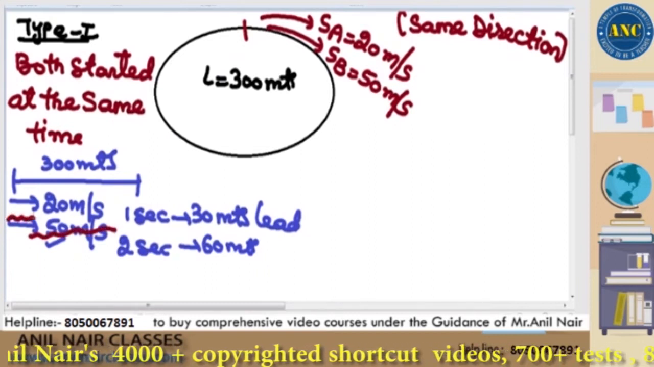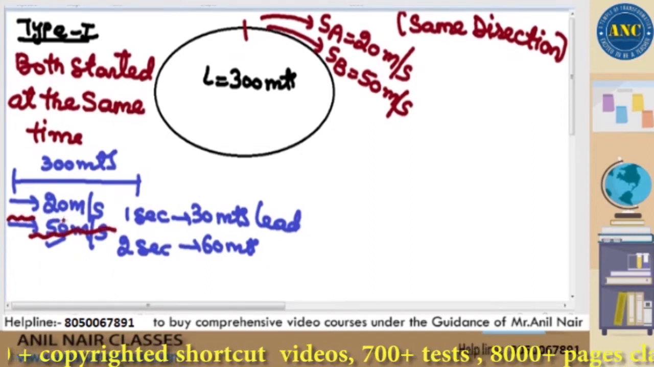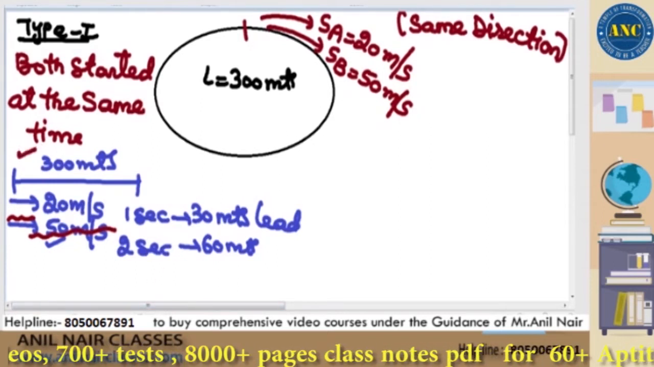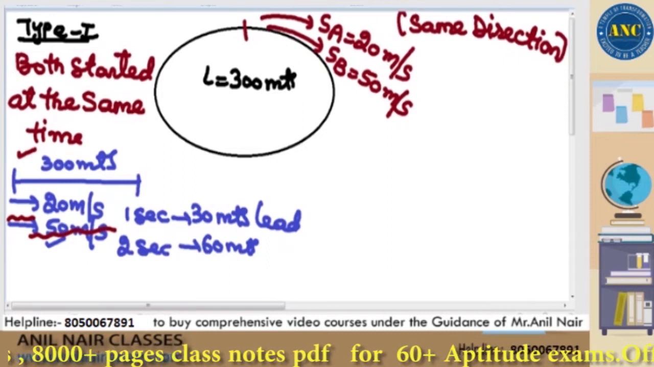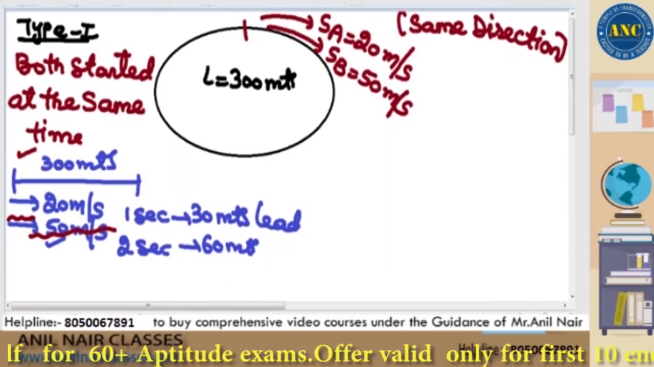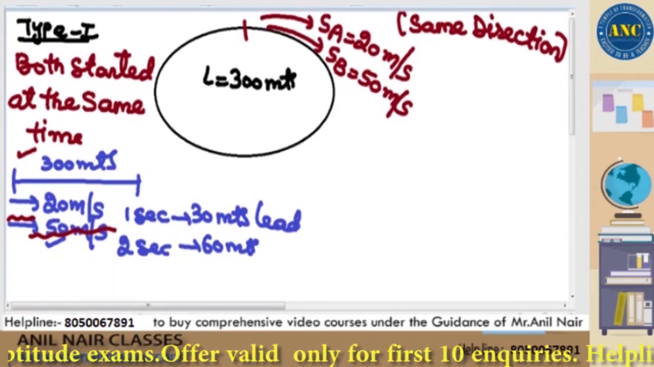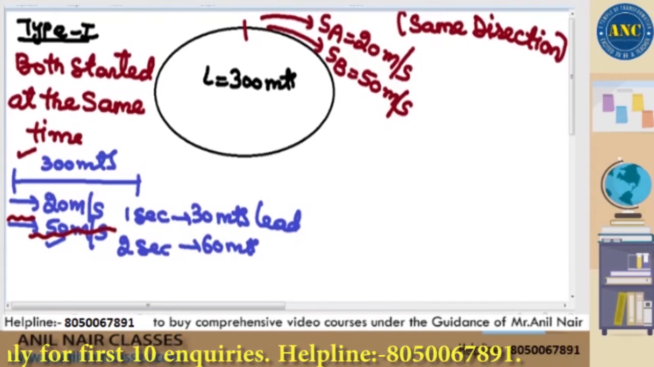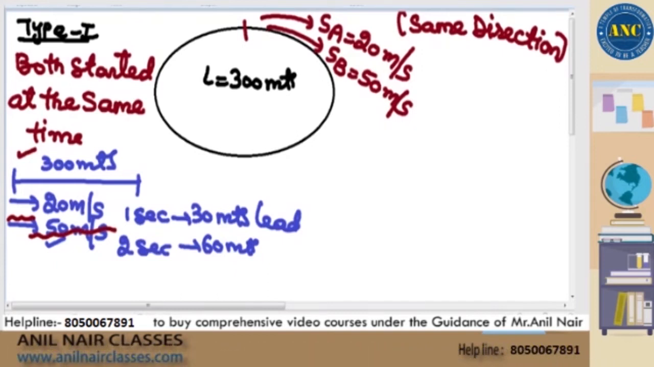A will be behind B. B will never meet A if it is a linear track. Because B's speed is greater than A's, B will keep taking a lead and keep on moving. In a linear track, if one person's speed is greater than the other's, then there is no point of meeting. But since it is a circular track, A and B will definitely meet after some time.